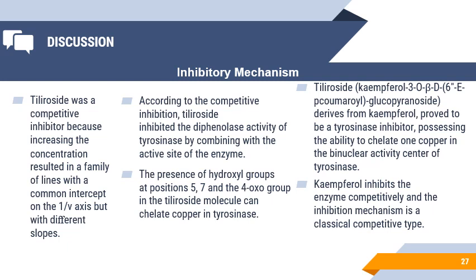Tiliroside was found to be derived from kaempferol, proved to be a tyrosinase inhibitor, possessing the ability to chelate one copper in the binuclear active center of tyrosinase. Kaempferol inhibits the enzyme competitively, and the inhibition mechanism is a classical competitive type. Because Tiliroside is the same as kaempferol, it can result in the same competitive inhibitor.